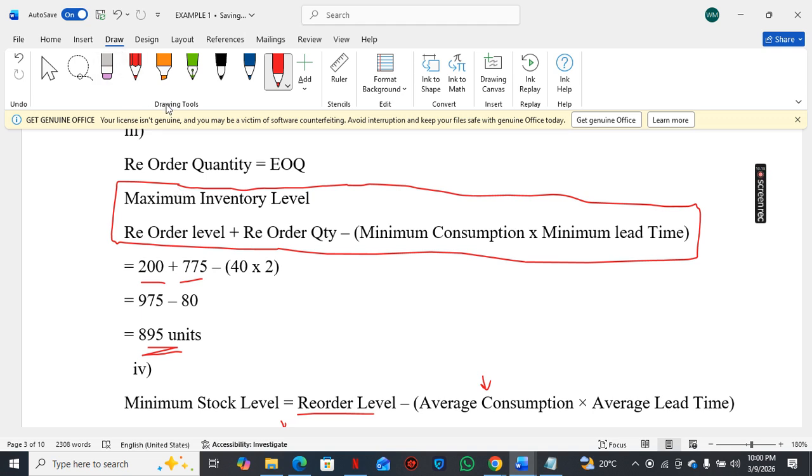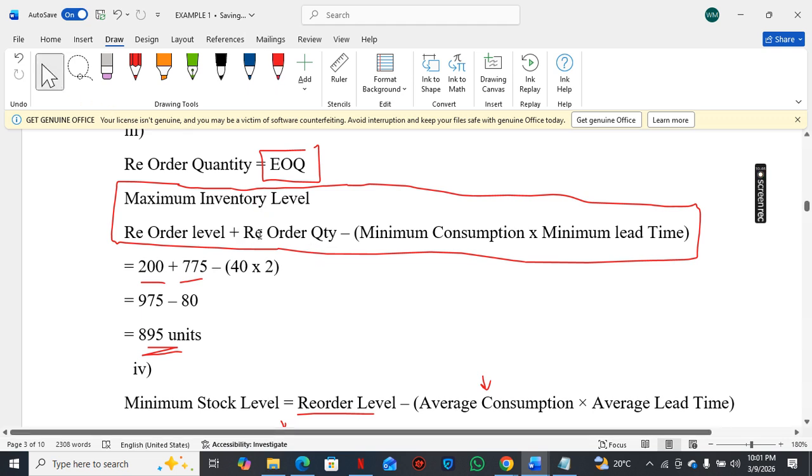So the maximum inventory level is the reorder level plus the reorder quantity, or your order quantity, minus your minimum consumption multiplied by your minimum lead time. Our reorder level is 200 units. Our order quantity is the economic order quantity we tabulated. Let me put it as order quantity, not reorder quantity, so it makes life easier. So the order quantity is 775 units.